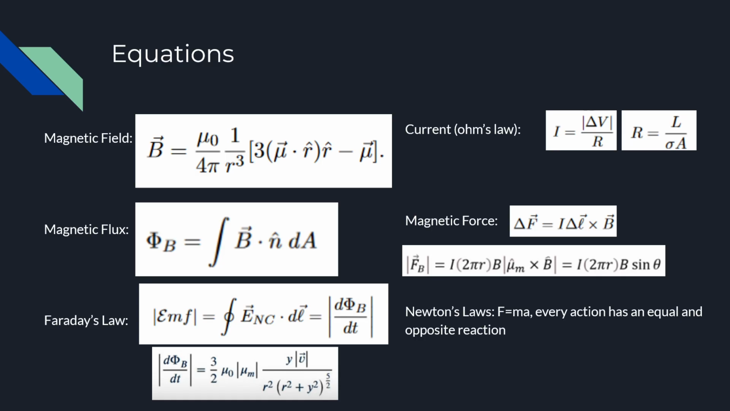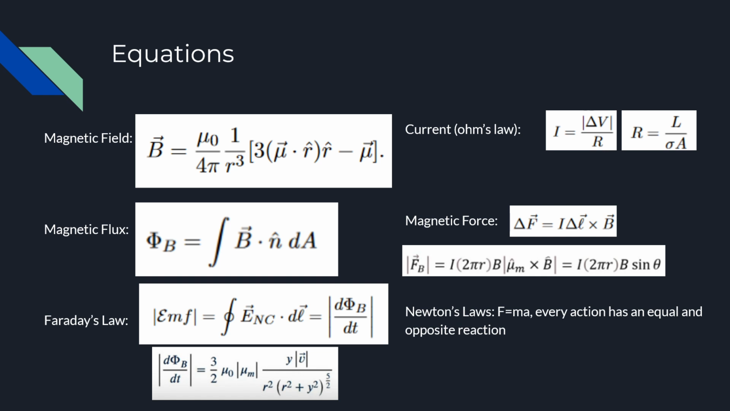Here are our concepts. We have the Biot-Savart law magnetic field formula, which we use to calculate the magnetic field of the bar magnet at off-axis positions. We've got the concept of magnetic flux here, where the area we're going to be integrating over is the cross-sectional area of the tube.